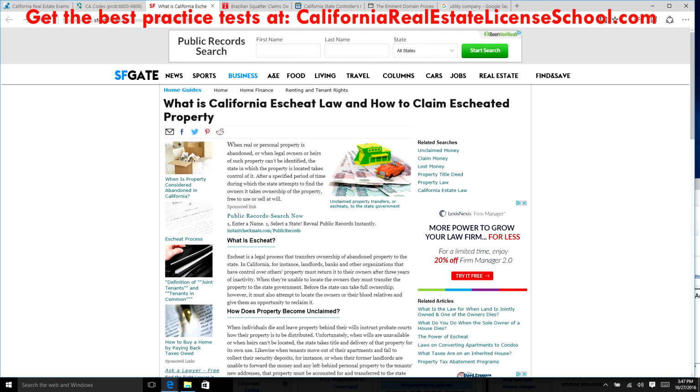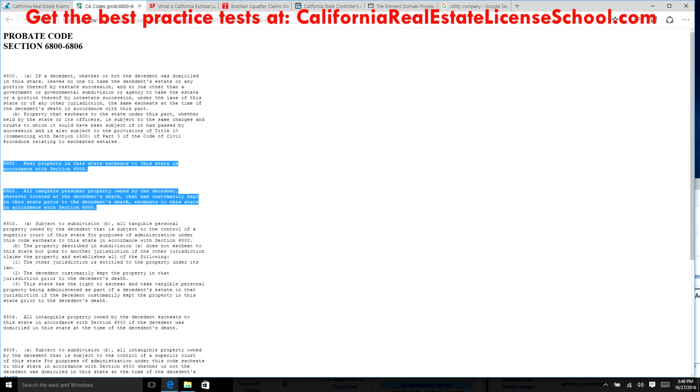Explanation: escheat is a legal process that transfers ownership of an abandoned property to the state. In California, for instance, landlords, banks, and other organizations that have control over other people's property must return it to their owners after 3 years of inactivity. When they are unable to locate the owners, they must transfer the property to the state government. So the state takes over the property. Now, as I said, that can include real property and any tangible personal property, including savings accounts.